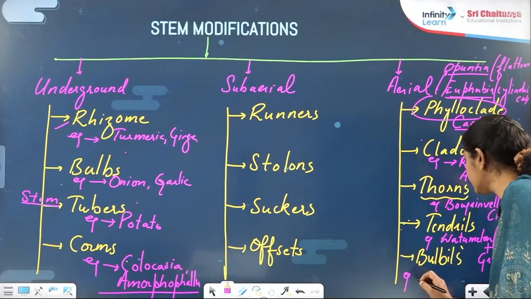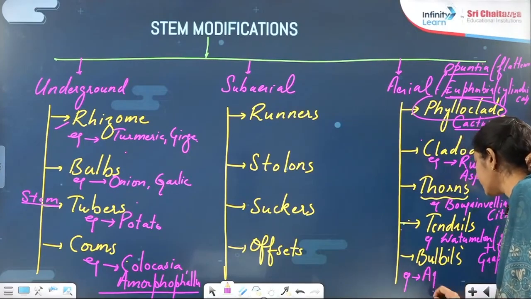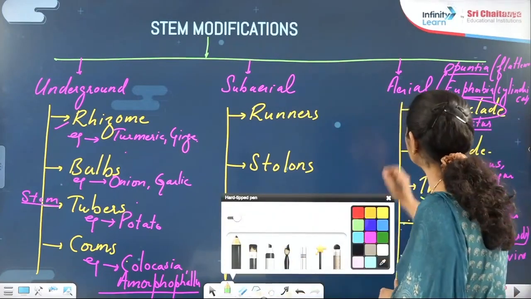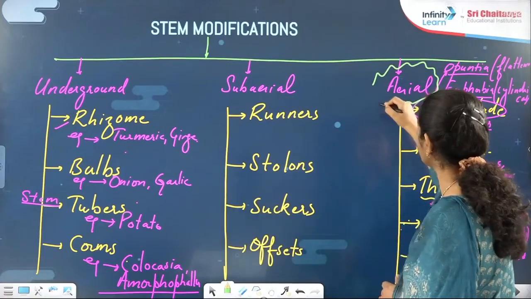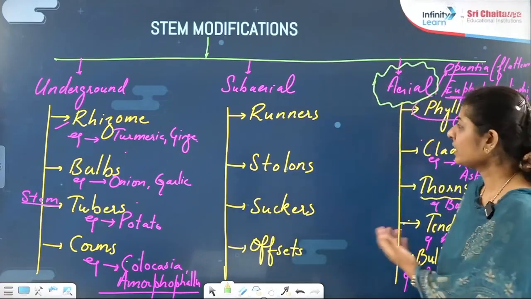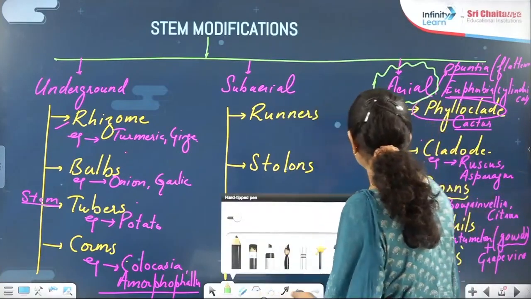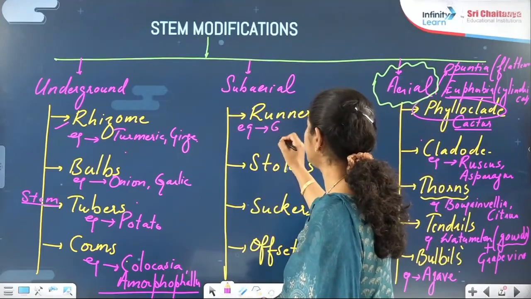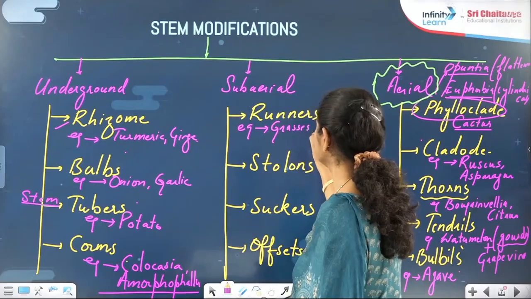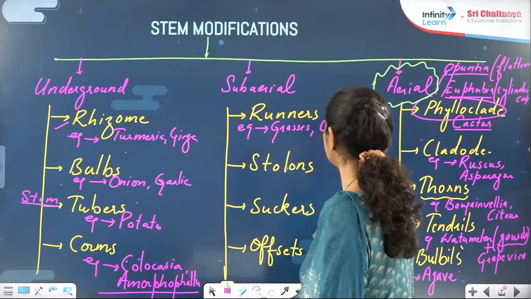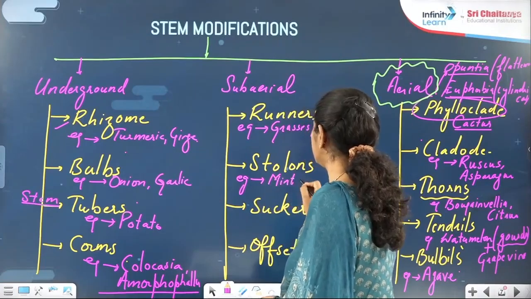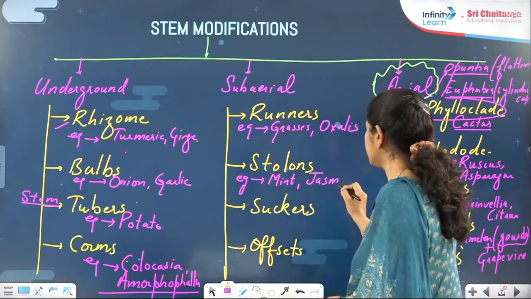Bulbils, example will be agave. Agave will be the example, right? So these are the examples for what? This is for the aerial stem modification, right? Subaerial, again, let me complete this flowchart. Okay, let me write here subaerial. What examples for runners? That will be grasses, even oxalis. Stolons, examples will be mint and jasmine.